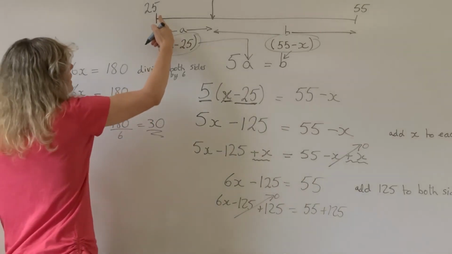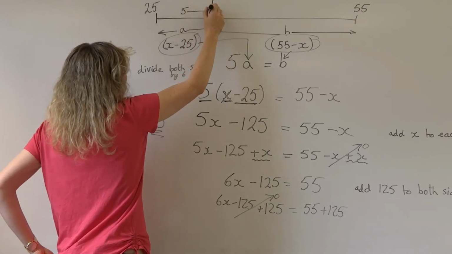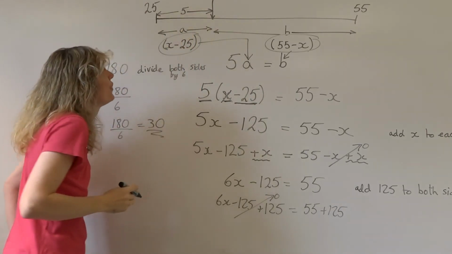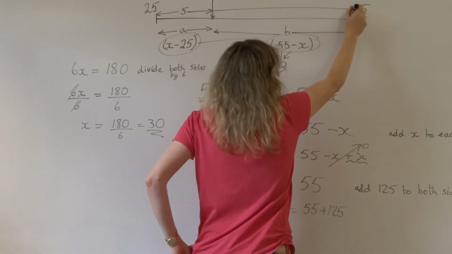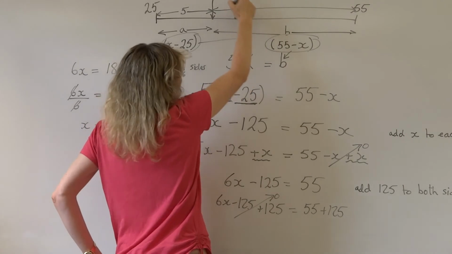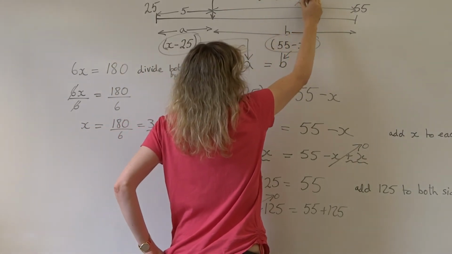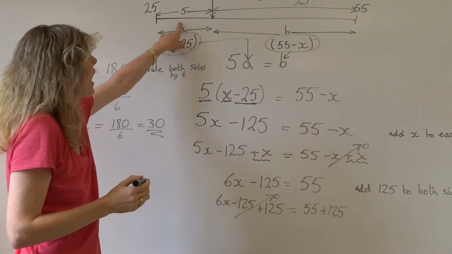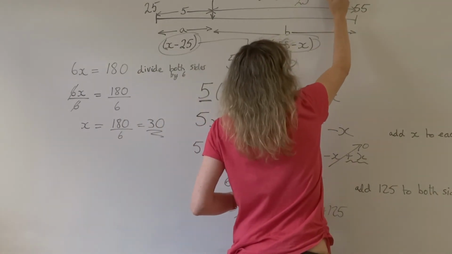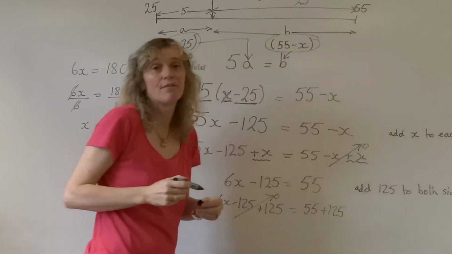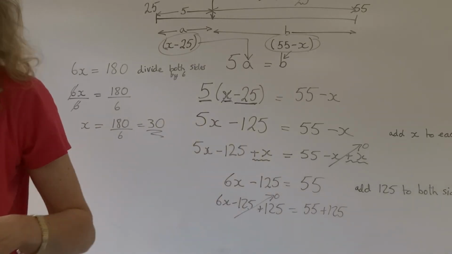If x is 30, the distance from 25 to 30 would be 5. 30 minus 25 would give me 5. The distance from 55 to 30, 55 minus 30 would be 25. Is 5 a fifth of 25? Yes, it is. So my check has told me that I've done everything right in my equation. Okay? That's how you would solve that.